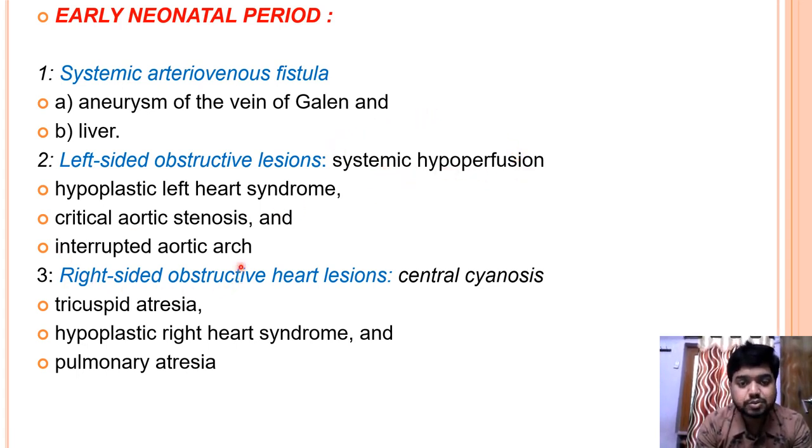Even in right-sided obstructive lesions, the pulmonary circulation is solely dependent on the ductus. So this is the thing which we should understand. Why are all these so-called conditions presenting in the early neonatal period? Very simple. All these are just dependent on the ductus.